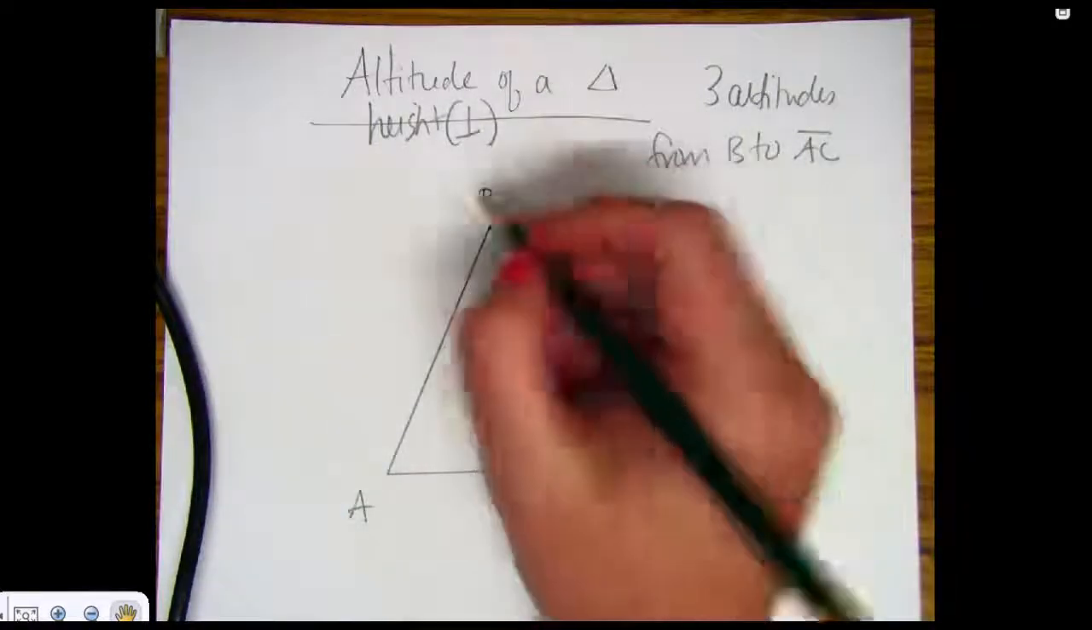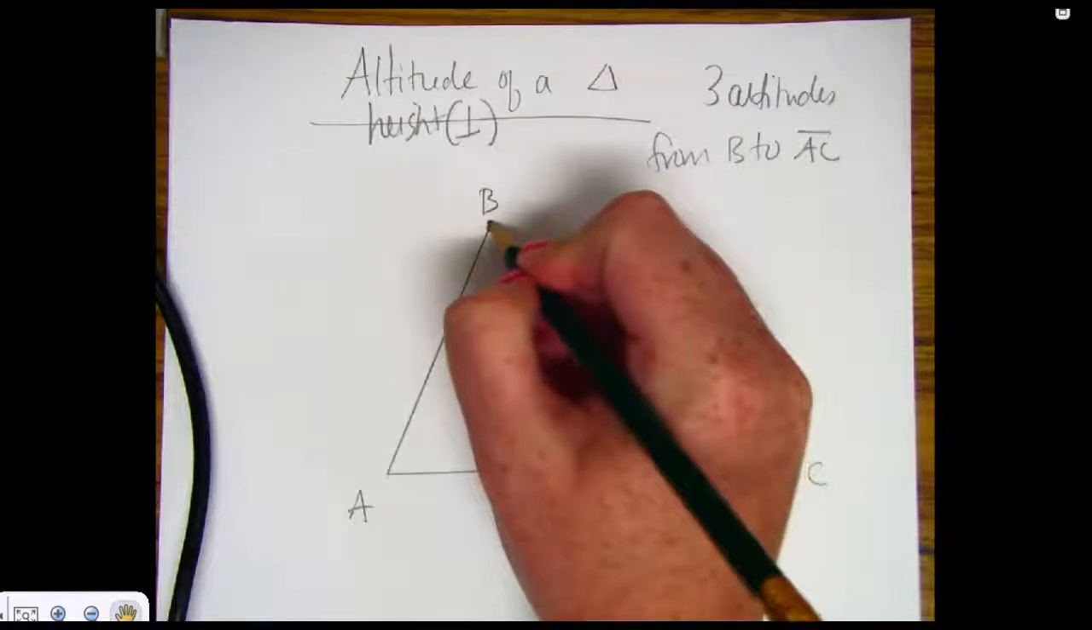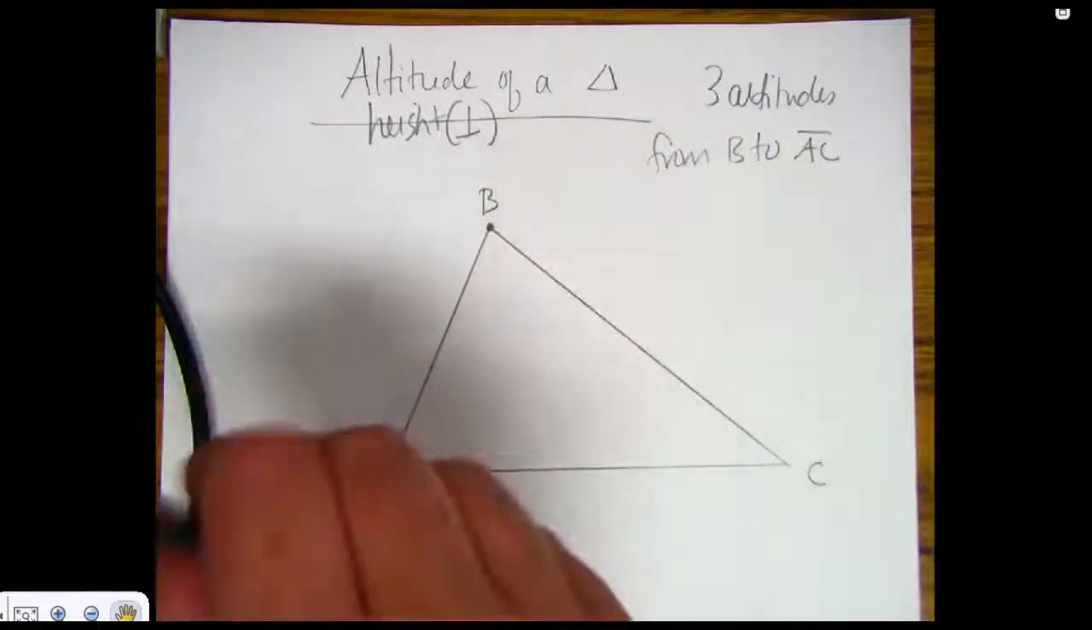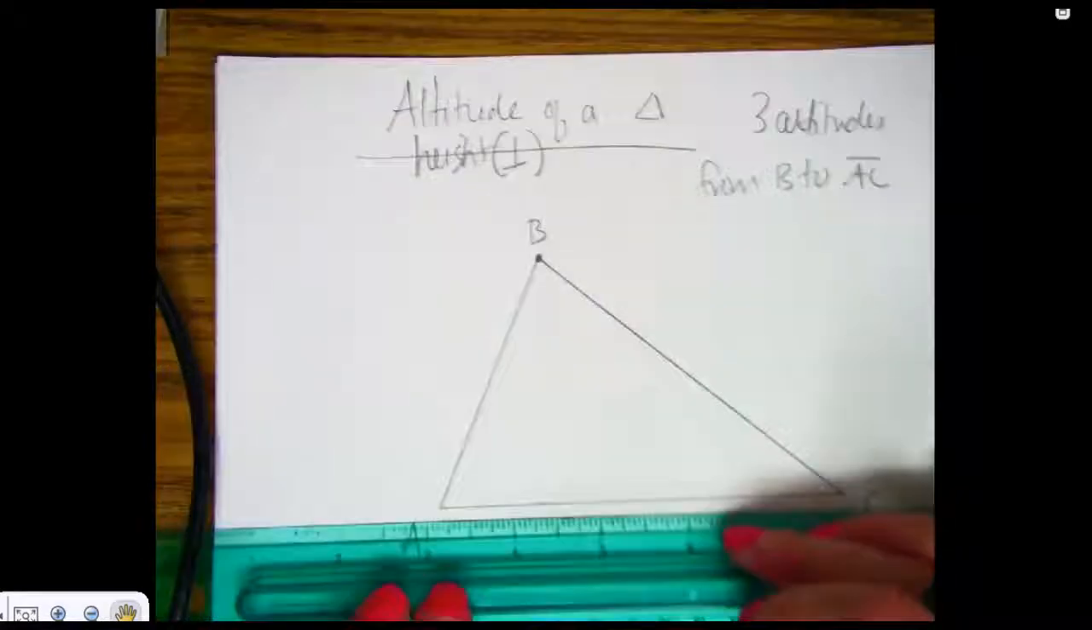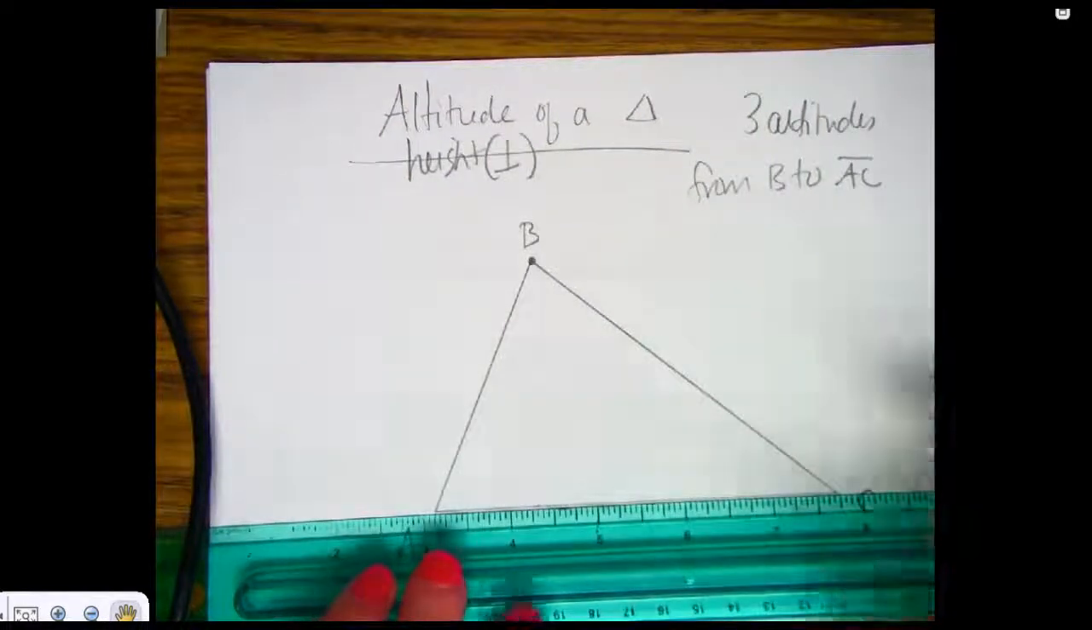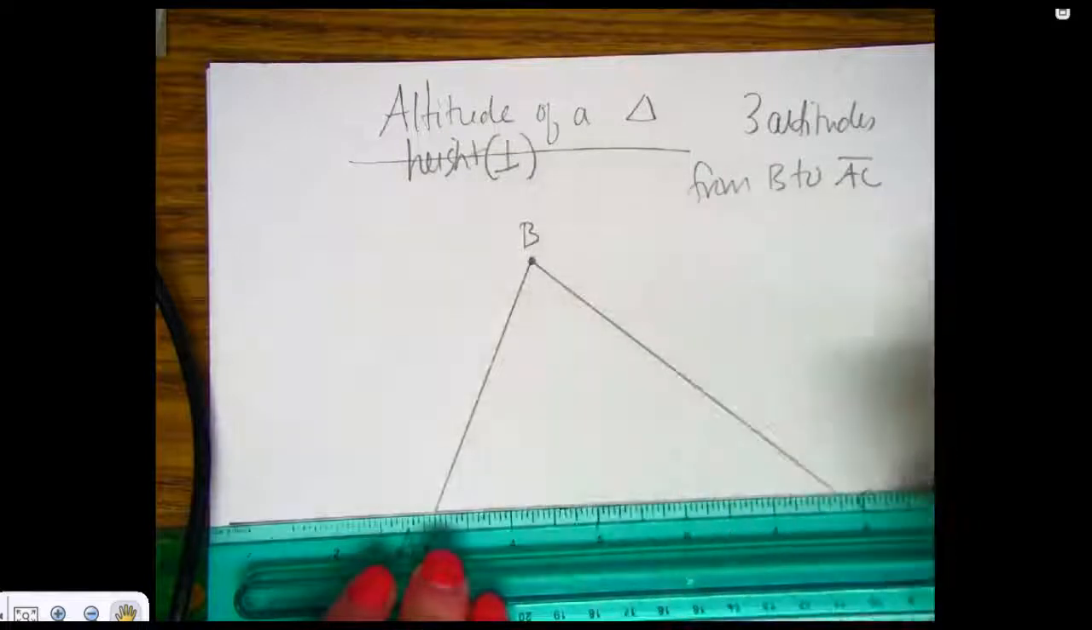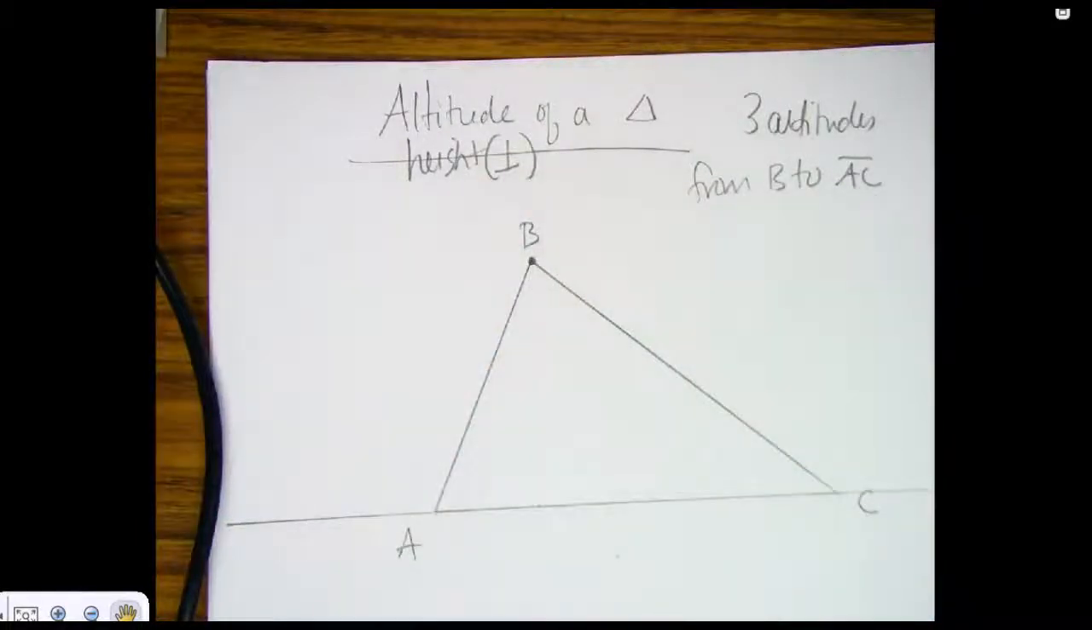So what I need to do is I need to create a segment on AC that I can actually section off and do my perpendicular bisector construction. So what I'm going to do is I'm going to actually extend side AC. Okay, I'm going to extend side AC.